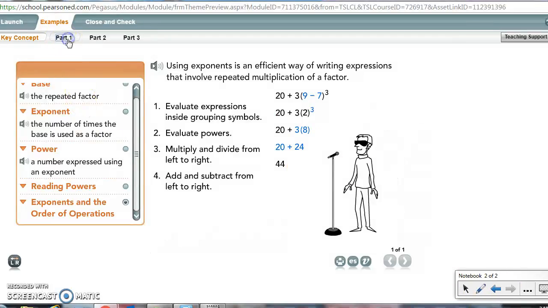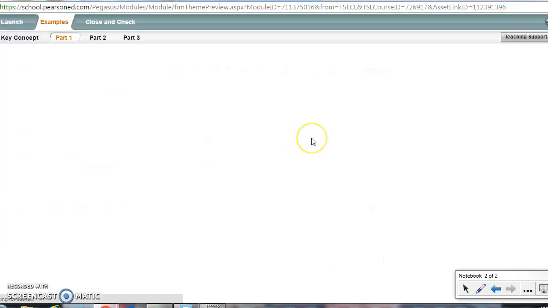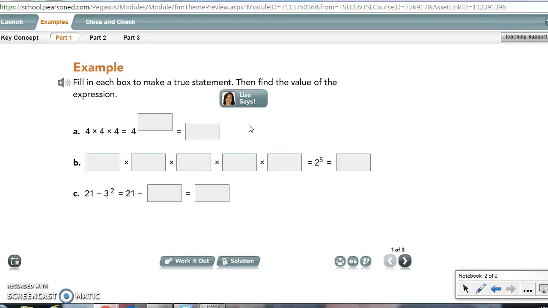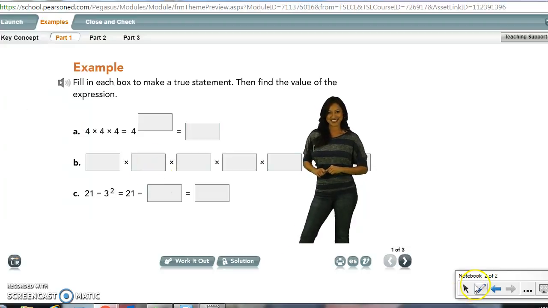Let's go on to part 1. Exponents are like shorthand. They make it easier to write expressions containing repeated multiplication. Writing 4 cubed with an exponent is more efficient than writing 4 times 4 times 4. Now, imagine writing 4 to the 12th power without using exponents. That is a lot of 4s. So, be efficient and precise, and you'll save more time and space.